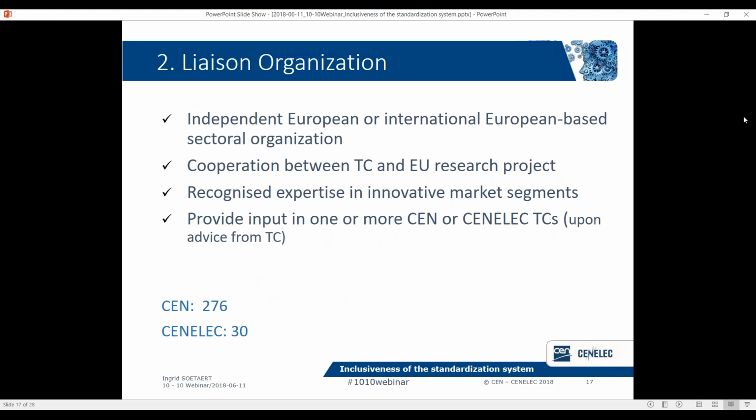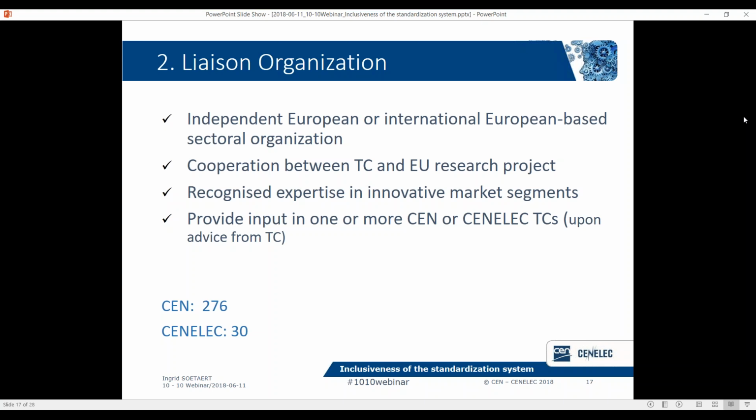The second category of partnership is the one of liaison organization. The status of liaison organization is offered to those European organizations, including fora and consortia, representing interest groups that are committed to provide input to the work of one or more CEN and/or CENELEC technical bodies. The liaison organization is expected to provide high-quality, added-value expertise in a defined technical context.